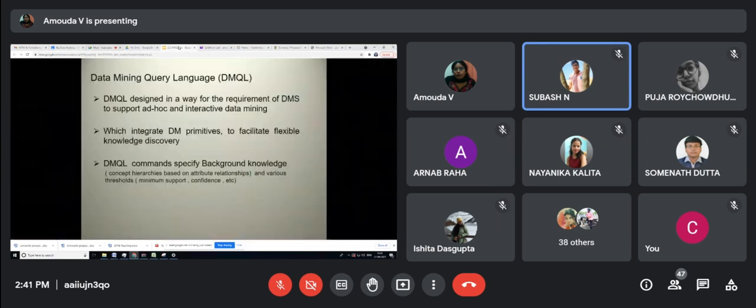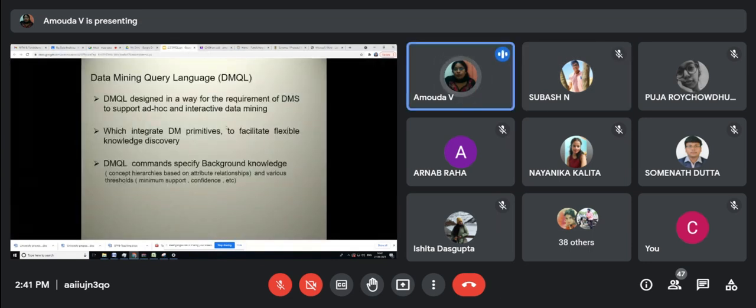Now it's fine. So, the requirement is to support ad hoc and interactive data mining. DMQL, the data mining query language, like SQL, we say data mining query language, which integrates the data mining primitives to facilitate flexible knowledge discovery. This is a very important concept.